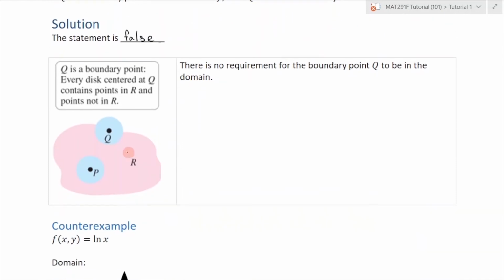Let's recall from the lecture what boundary points are. This point Q shown here is a boundary point. It means that every disk that's centered at Q contains a point in the domain and outside the domain. There is no requirement that this point is in the domain. It just means that in this disk there would be points inside and outside the domain.